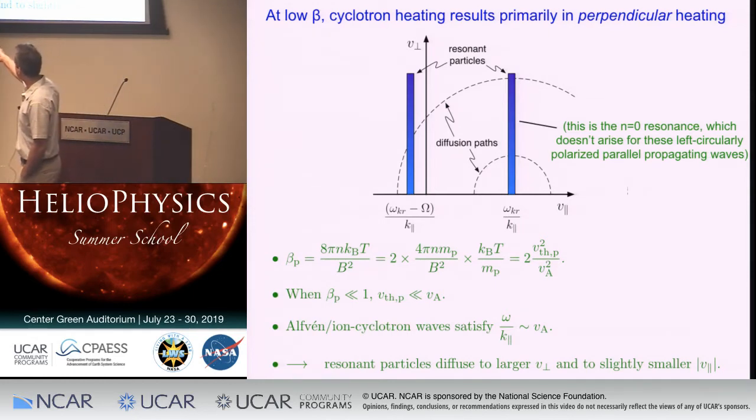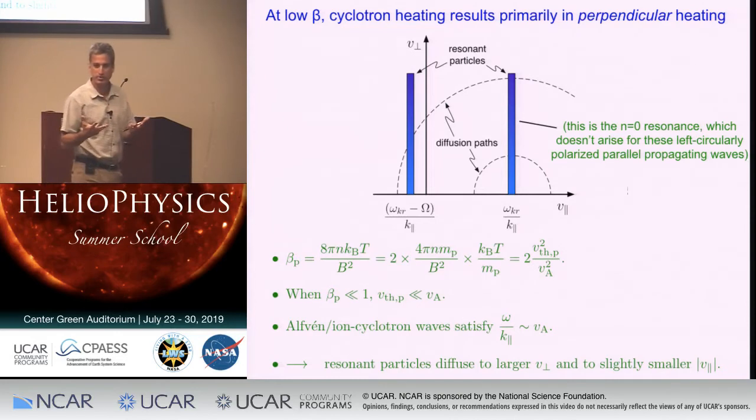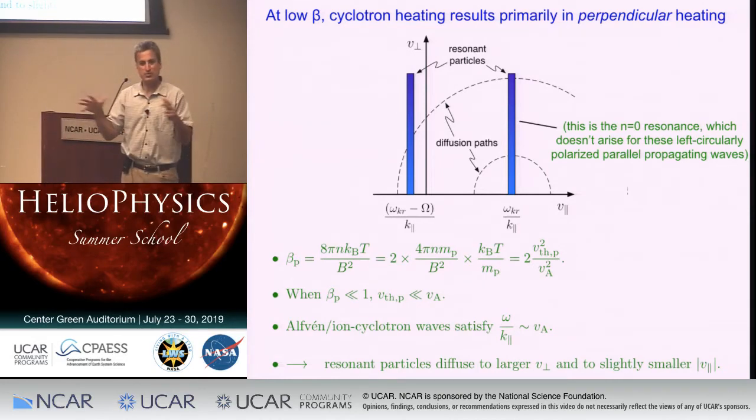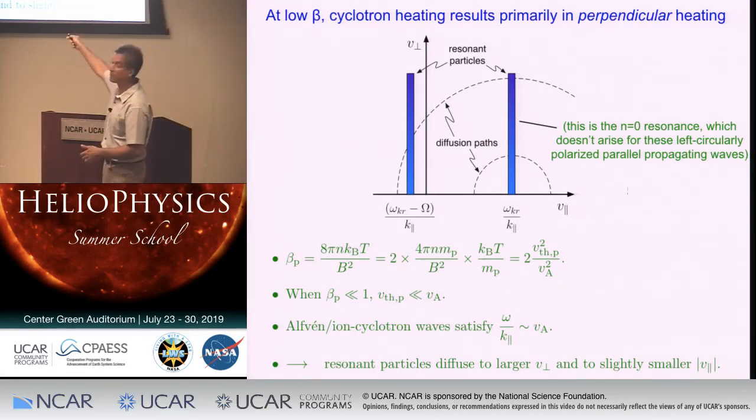So the resonant particles will be, say, in this region here, highlighted by this rectangle on the left. When they diffuse along a contour of constant energy in the wave frame along this dashed semicircle, they're diffusing from higher particle concentration down here up towards lower particle concentration. That's the way diffusion works, right? The diffusion equation describes the situation in which stuff is spreading out, but it spreads out from higher concentration to lower concentration. If our particles are concentrated down here, as they diffuse, they move up. They gain perpendicular energy. That is perpendicular heating.